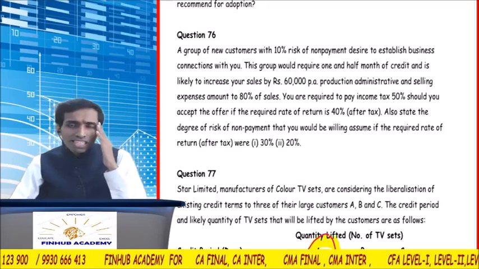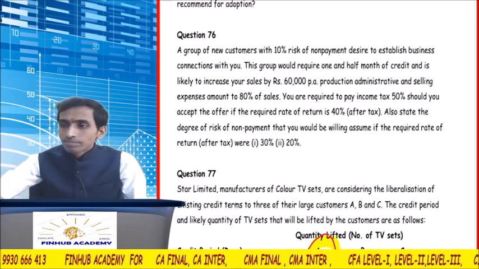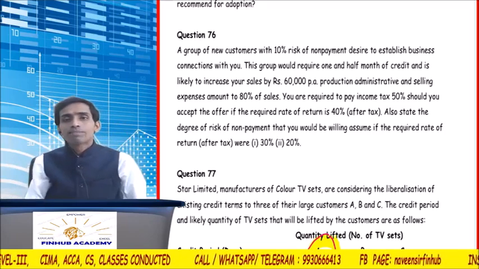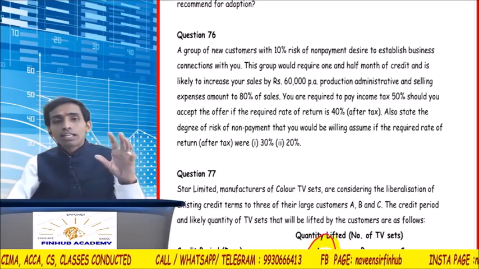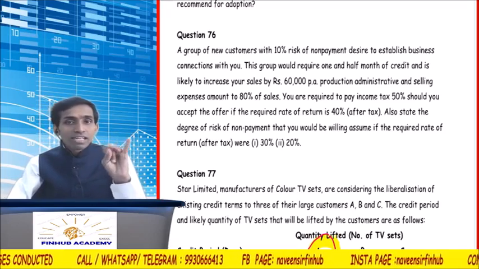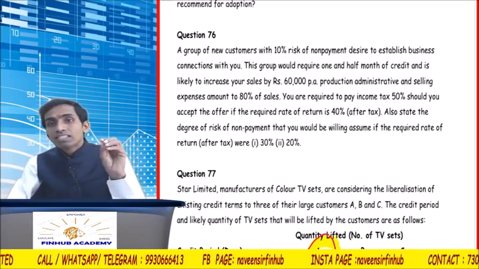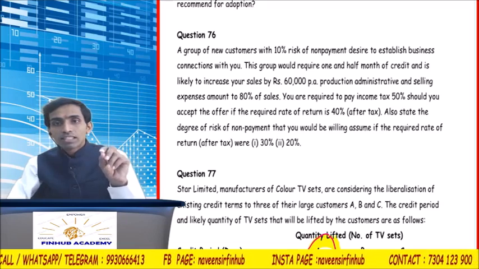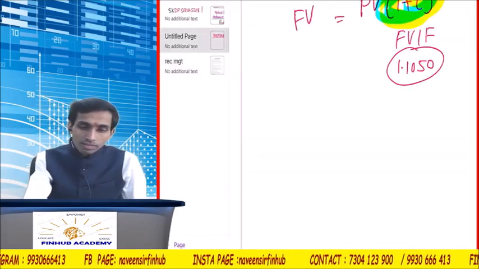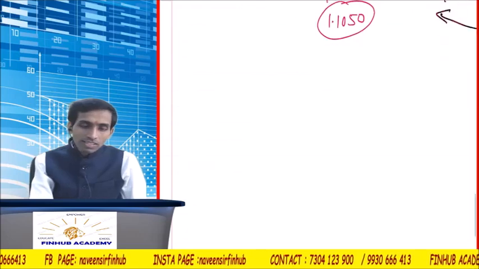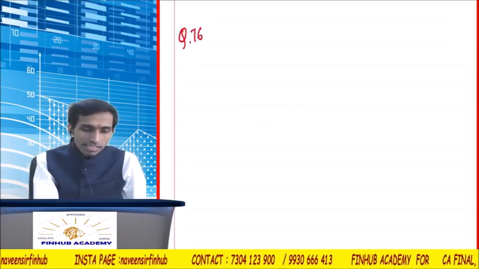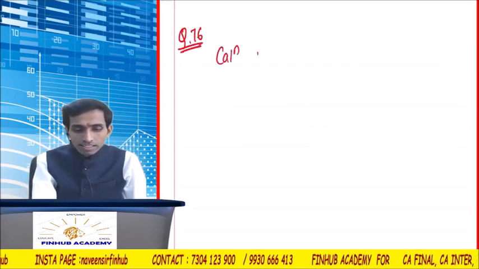Leave that second part. Let us concentrate on the first part. Listen. So what have they given? Additional sales. They have given us the tax. They have given us the cost proportion. They have given us the required rate of return, 40% after tax. So how will we solve the sum? Question number 76, calculation of returns.